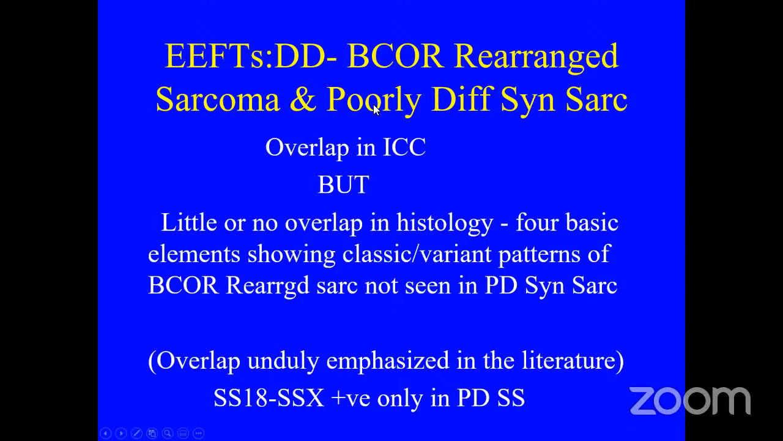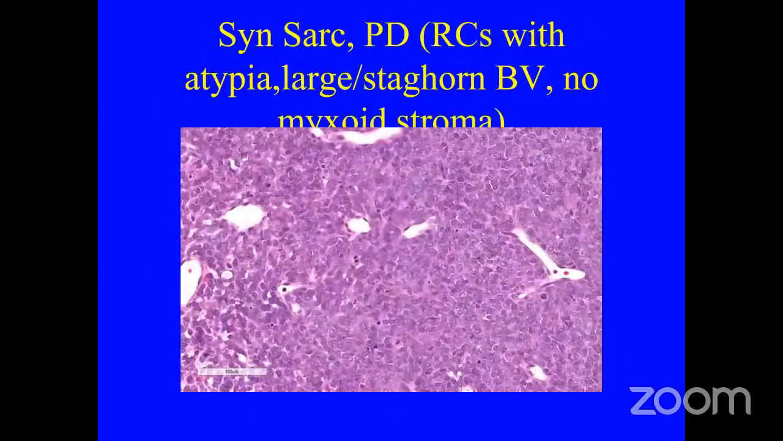But in the older literature, or even in the recent literature, this overlap is emphasized. This overlap does occur, as I have demonstrated to you, but when you look at the histology of B-core rearranged sarcomas and poorly differentiated synovial sarcomas, there is no overlap in histology. So from the histologic point of view, I do not think that differential diagnosis between these tumors is much of a problem. The overlap thus has been unduly emphasized in the literature, according to my way of thinking.